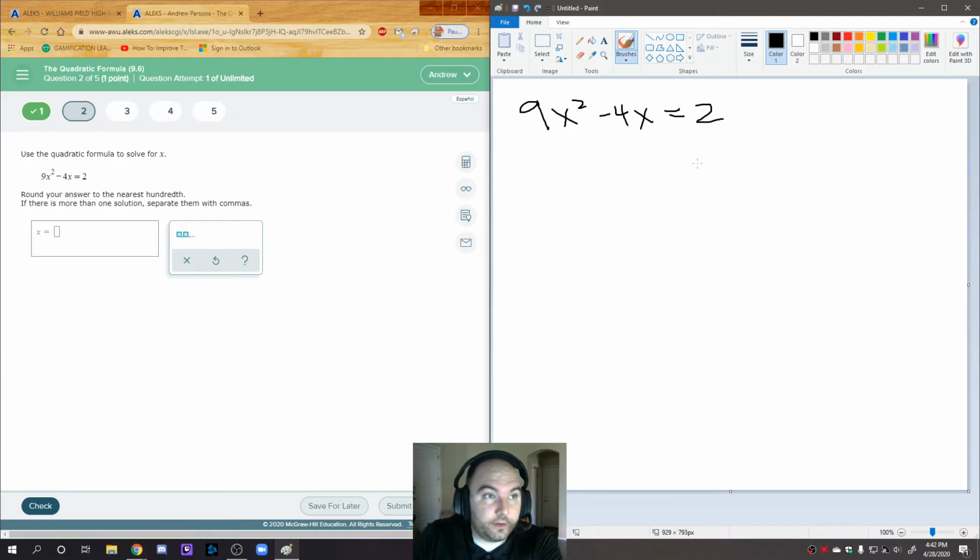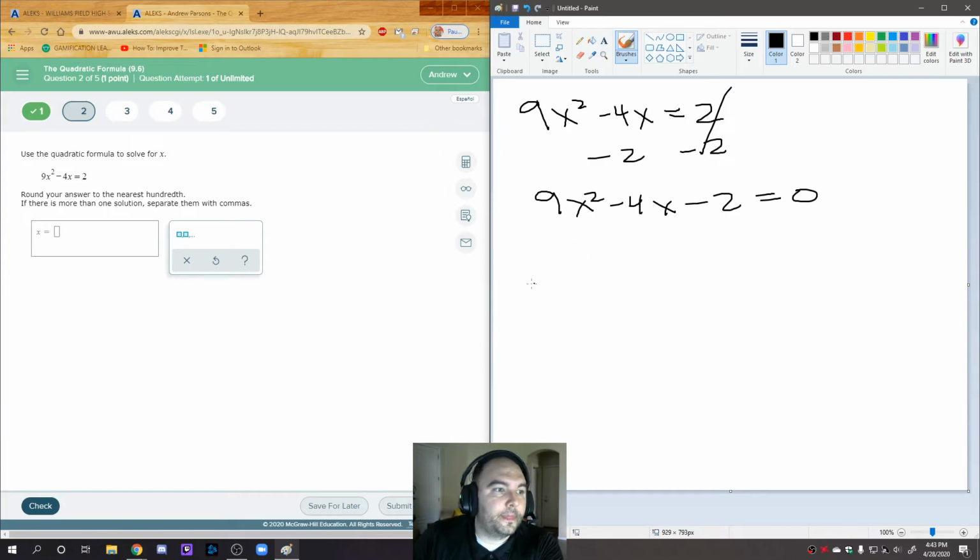So this one, got to have it all on one side, minus 2. So you get 9x squared minus 4x minus 2 equals 0. Okay, now it's all together. I'm going to put it in the formula: negative b, so the opposite of b, that'd be 4, plus or minus the square root of b squared, that's negative 4 squared. Notice I'm putting it in parentheses, that's important.